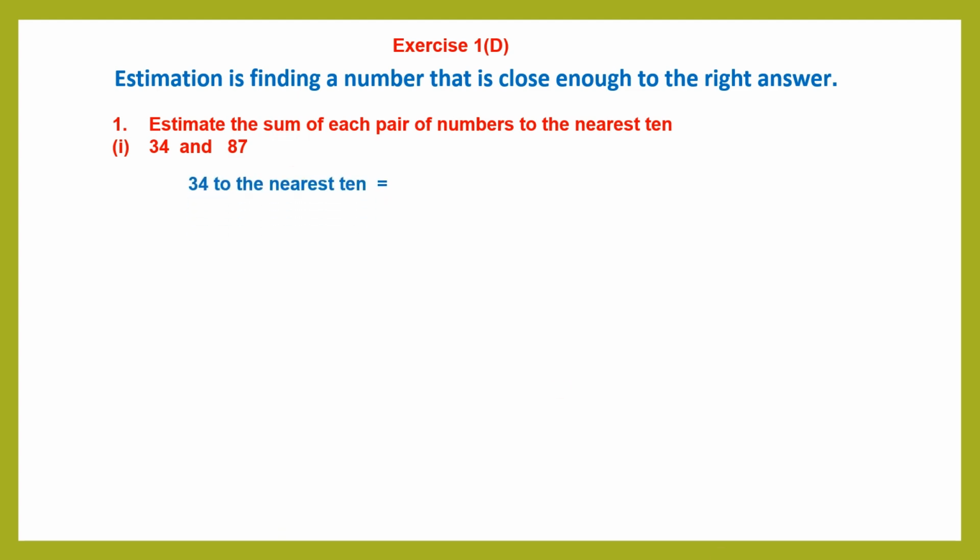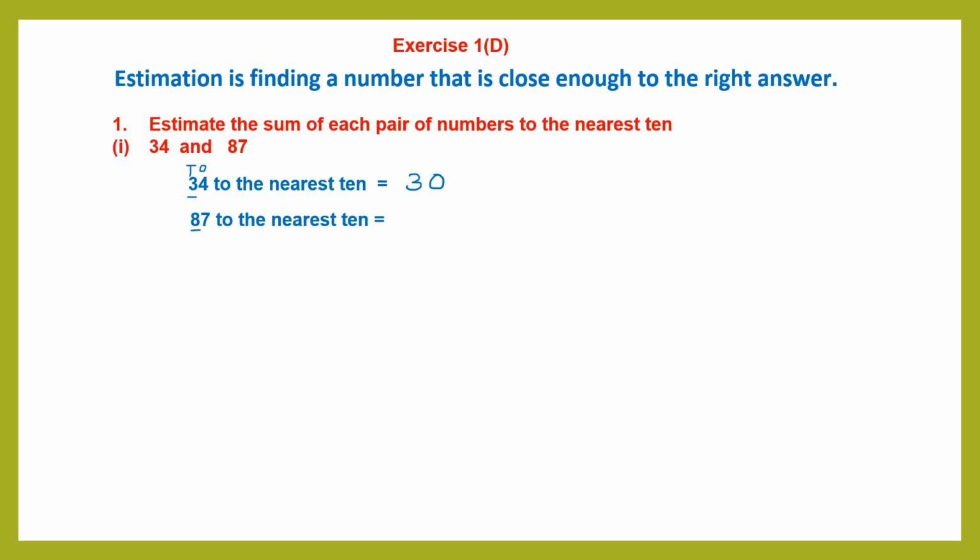34 to the nearest 10, the digit in the tens place. Now this is ones and this is tens. The digit in the tens place is 3. That's the first step. Then you look to the digit to its right. It's less than 5, so 3 will remain the same. So 3 is 3 as it is, and we're going to replace 4 with a 0. So when you round off 34 to the nearest 10, what do you get? You get 30.